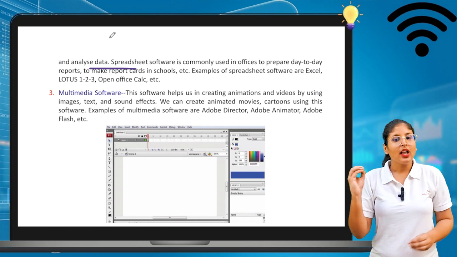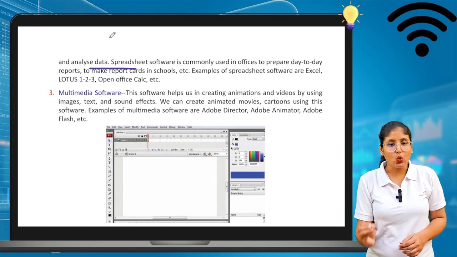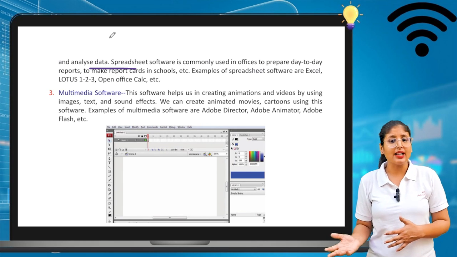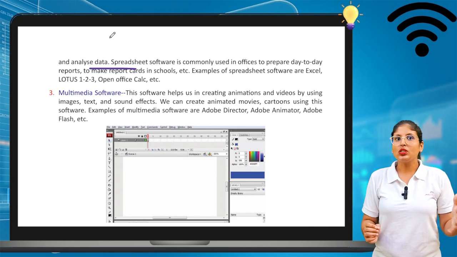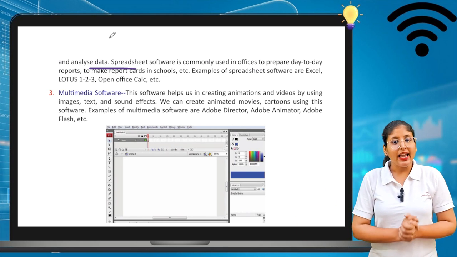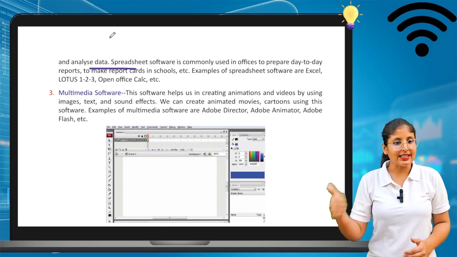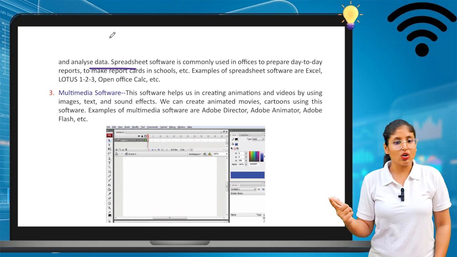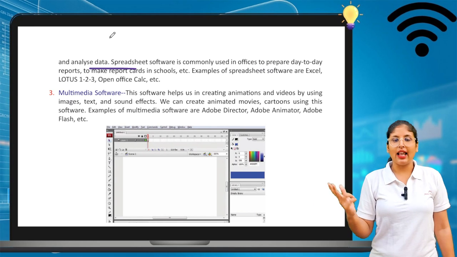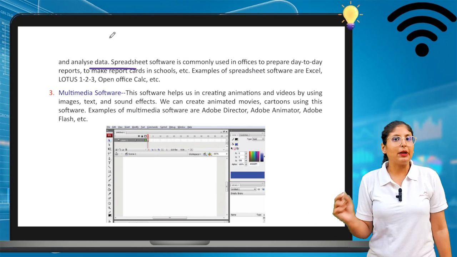Spreadsheet software is commonly used in offices to prepare day-to-day reports, and to make report cards in schools. Examples of spreadsheet software are Excel, Lotus 123, OpenOffice Calc. These are examples of spreadsheets.